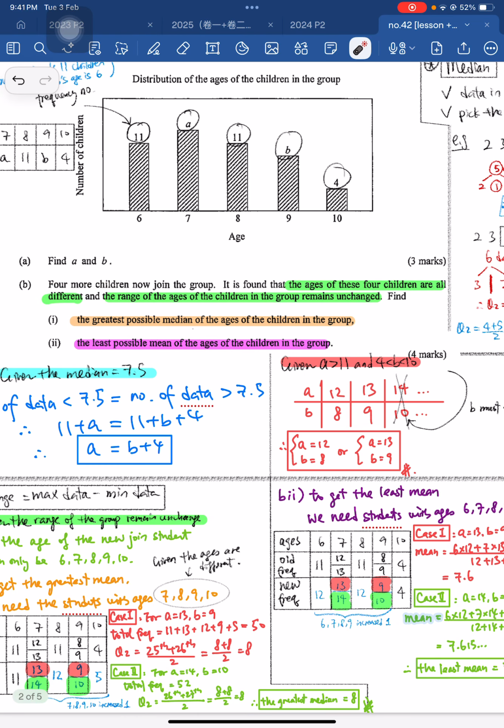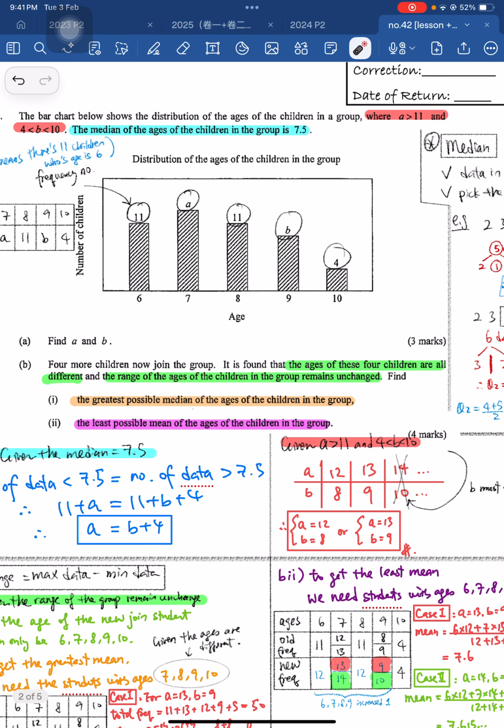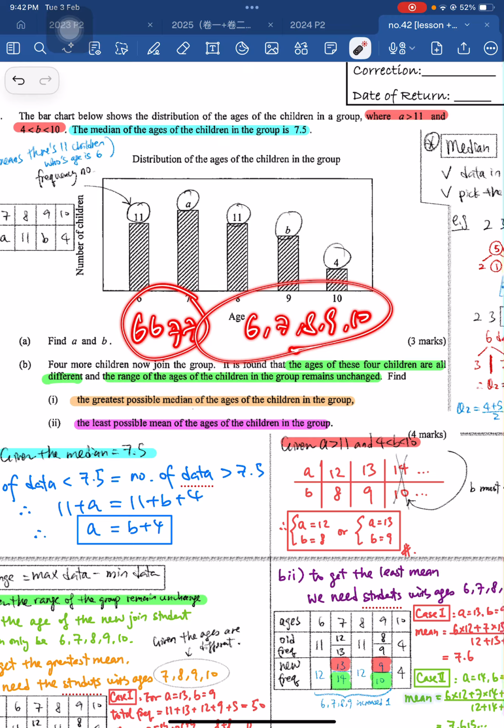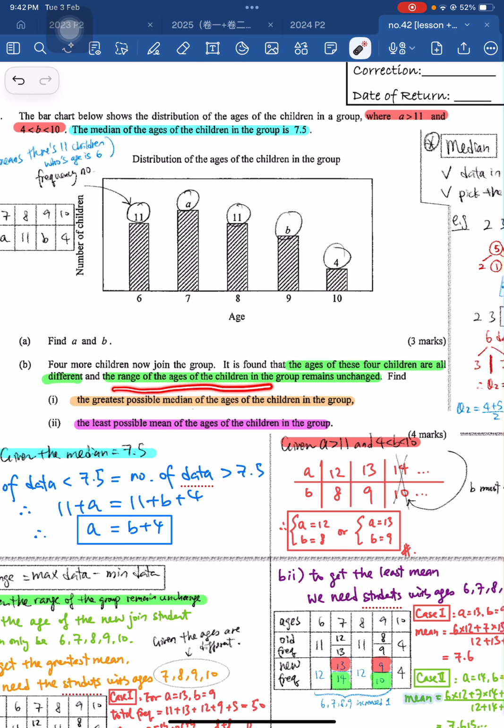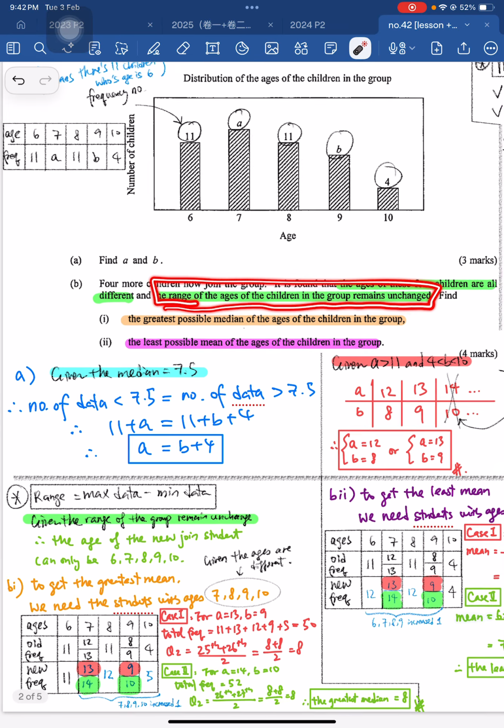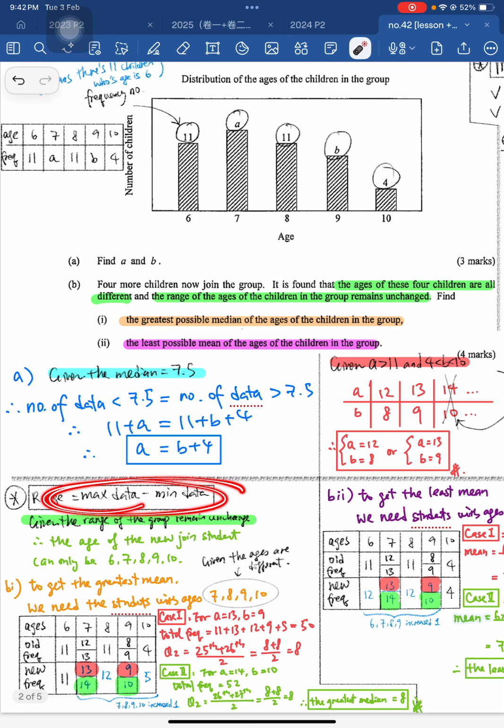Then for part B, now 4 more children join the group. It's found that the ages of these 4 children are all different, which means we can't have 6, 6, 7, 7. We can only have 6, 7, 8, 9, 10, and from these 5 ages, we choose 4. And then the range of the ages in the group remains unchanged. Just a quick revision: the range means using the largest or maximum data minus the minimum data.